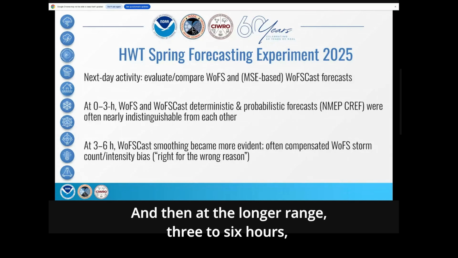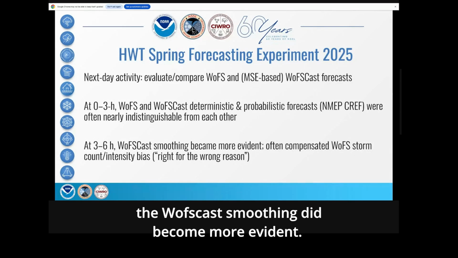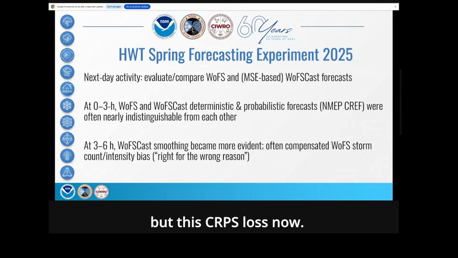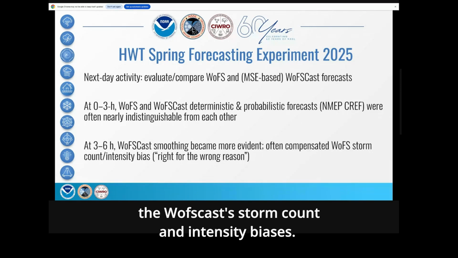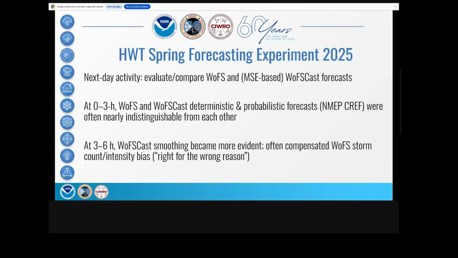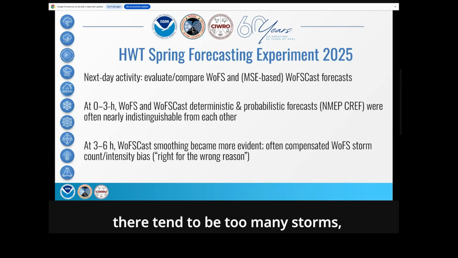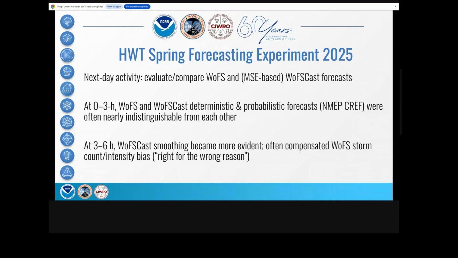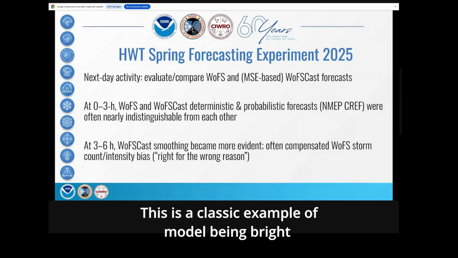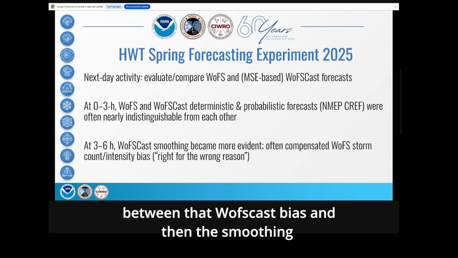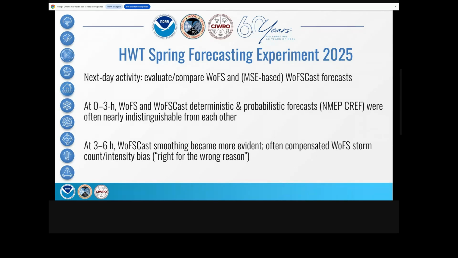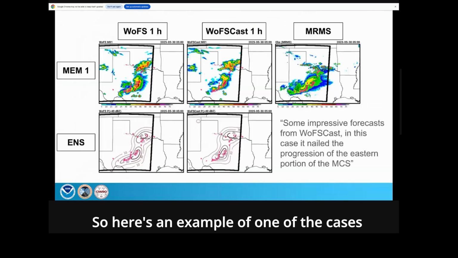And then at the longer range, 3 to 6 hours, the WoFSCast smoothing did become more evident. Again, hopefully this can be mitigated with the CRPS loss now. And then the smoothing often compensated the WoFS storm count and intensity biases. So the WoFS does run hot. There tend to be too many storms. They tend to be too intense. This is a classic example of the model being right for the wrong reason. Basically, we have compensating errors between that WoFS hot bias and the smoothing that occurs in the WoFSCast.